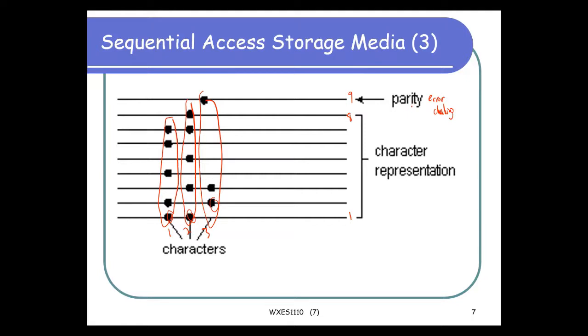The number of characters that can be recorded per inch is determined by the density of the tape. Let's say it's 1,600 bytes per inch. It is 1,600 BPI. All right.